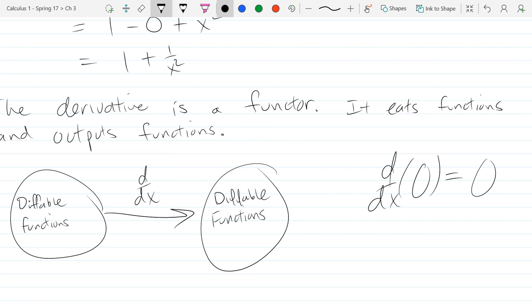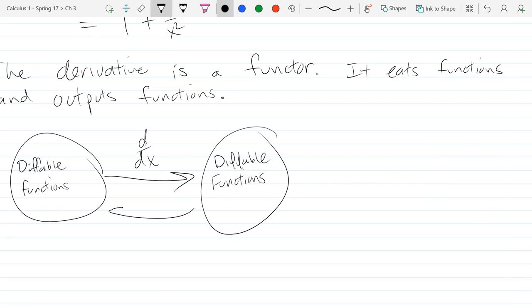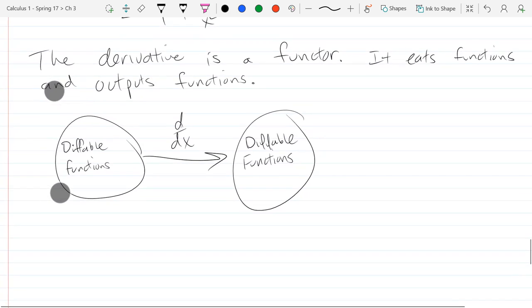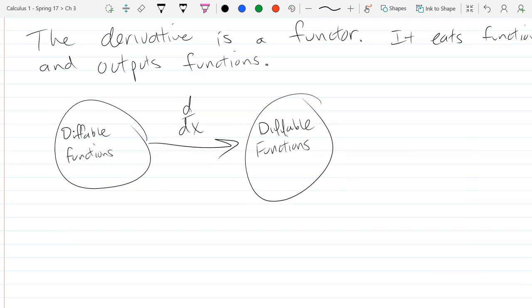You have to wait till Calc 2. You'll find some other functions. There's only one function whose derivative is itself that I can think of. That's not this function. And if you go to Calc 2, you're going to find out that this function, this functor, basically has an inverse called an integral. But that's all I'm going to say about Calc 2 right now. And the inverse operation is way harder than the original operation. Not to say derivatives are easy, but compared to antiderivatives, they're relatively easy.